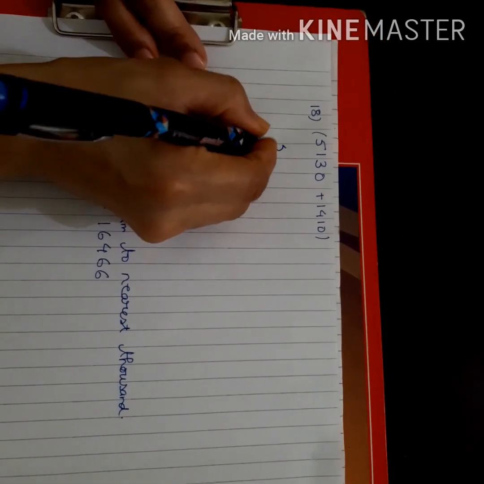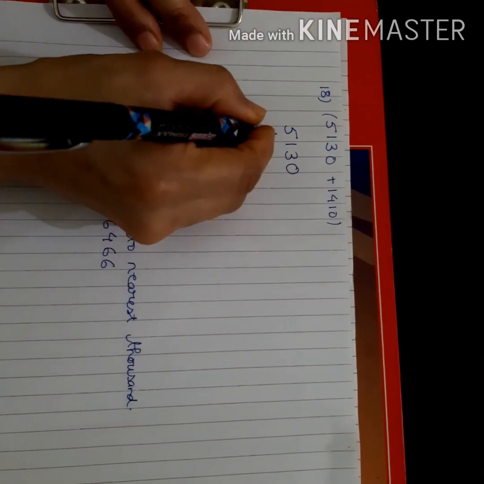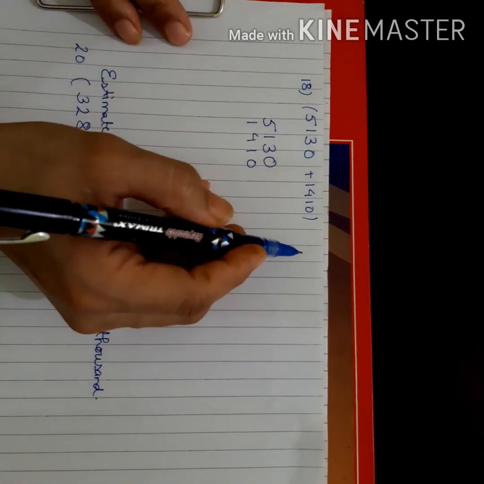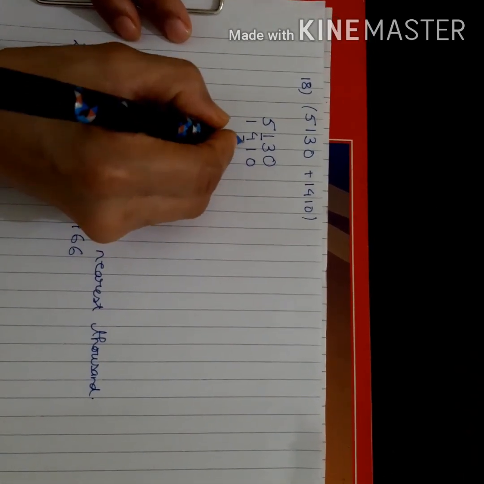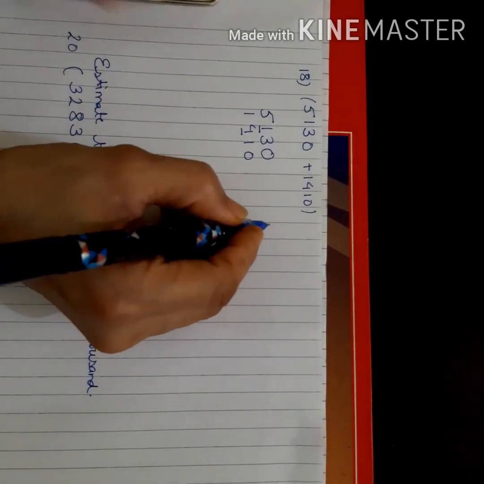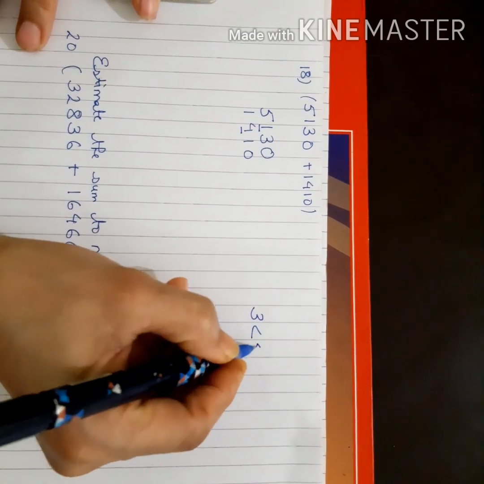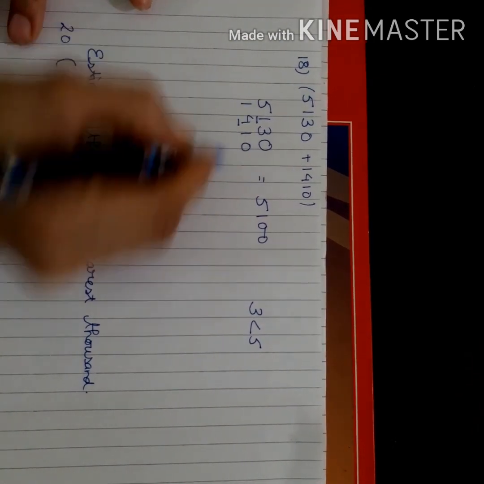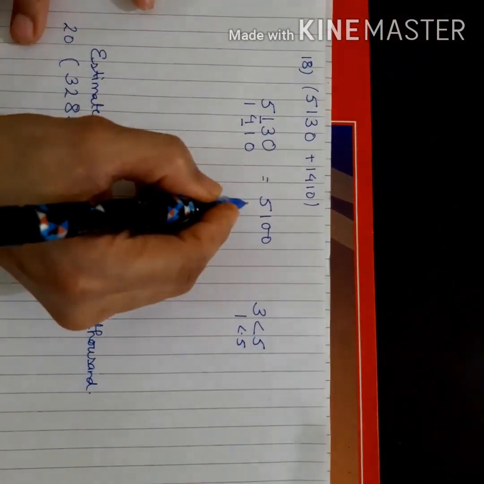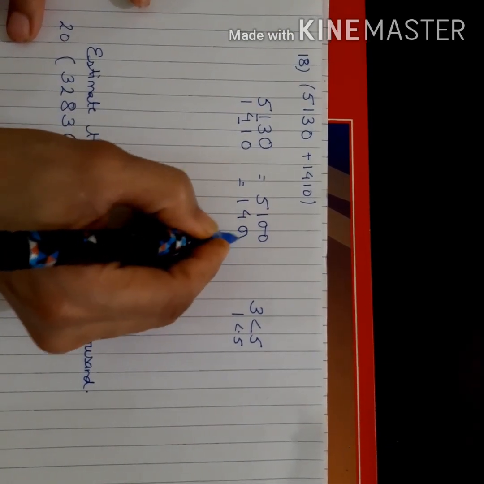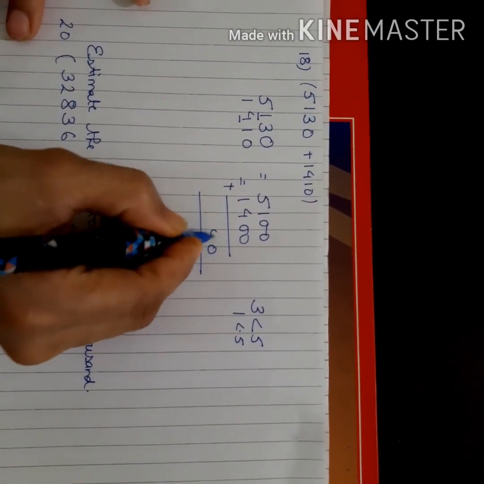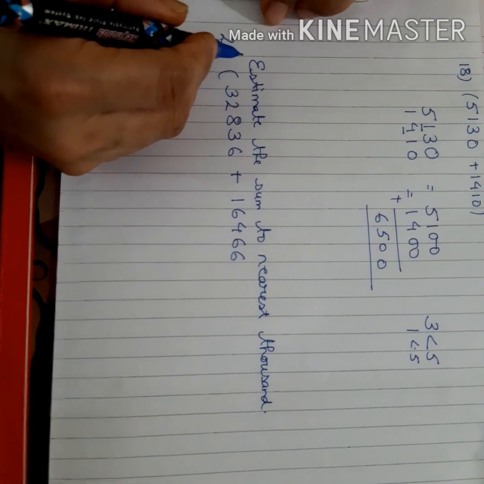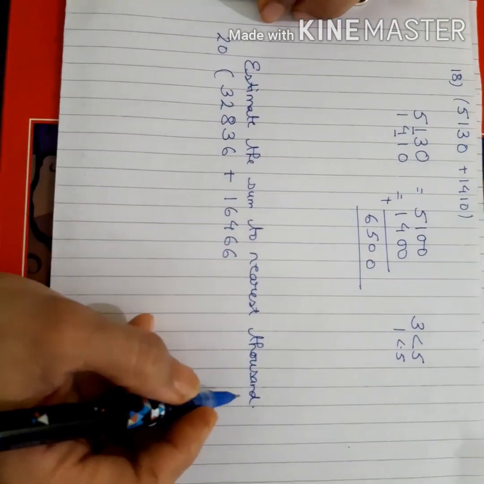Question number 18. 5130, 1410. In this question also we have to round off to the nearest 100 only. So we will underline the 100 digit and we will check the 10th digit. This 3 is less than 5. So this number will be rounded off to 5100. 1 is also less than 5. So this number will be rounded off to 1400. And now we can add it. Our answer is 6500.